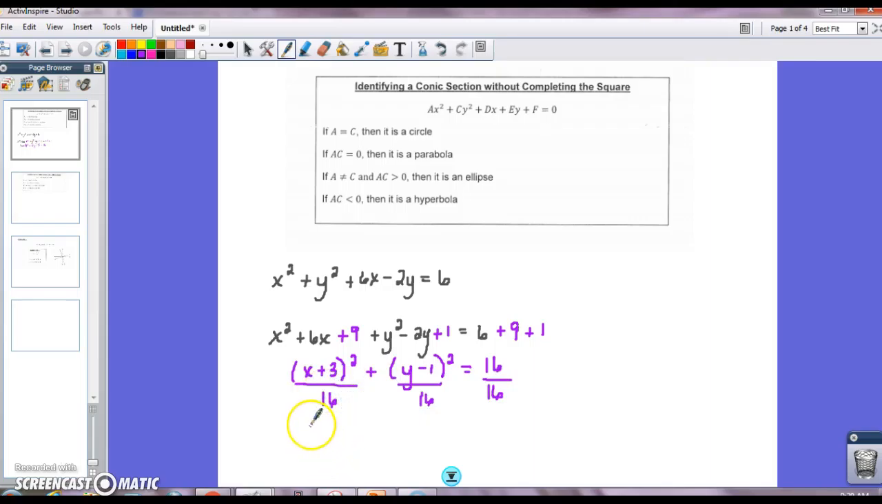And so I would end up with x plus 3 squared over 16 plus y minus 1 squared over 16 is equal to 1. And that is, in fact, a conic section. That's the standard form of a circle. Now, how do I know that it's a circle? Well, one way I know is because both of my coefficients here are exactly the same. The coefficient for the x term is 1 over 16. The y term is also 1 over 16.